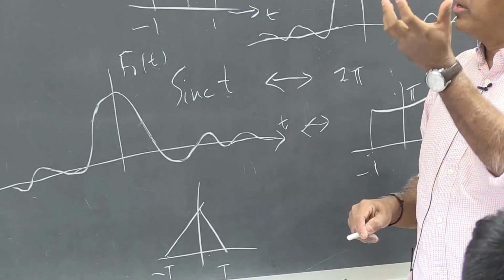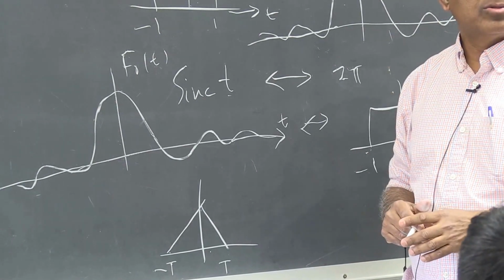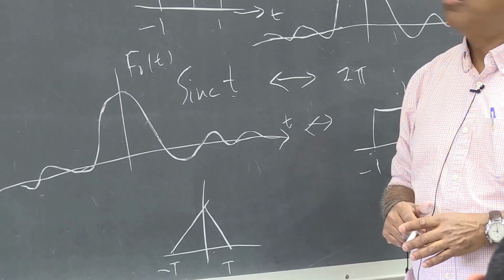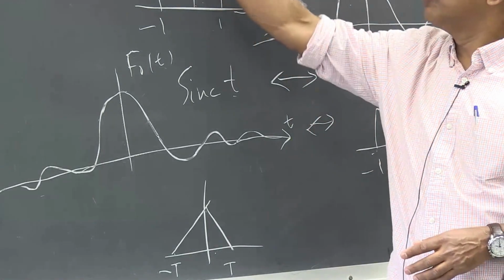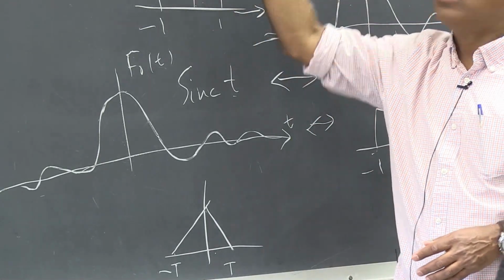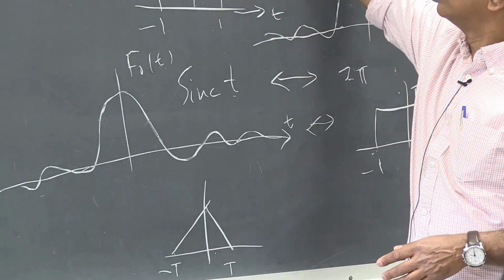1 over t multiplied by 2t. So it is multiplied by t. Remember, the function multiplied by the other one. I think it is 1 over t. That's what I think.